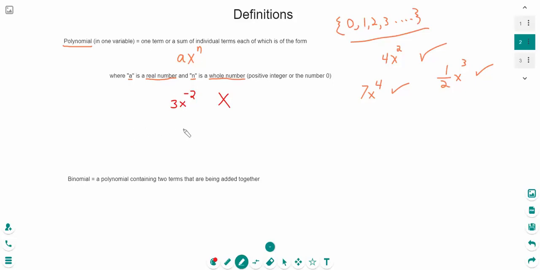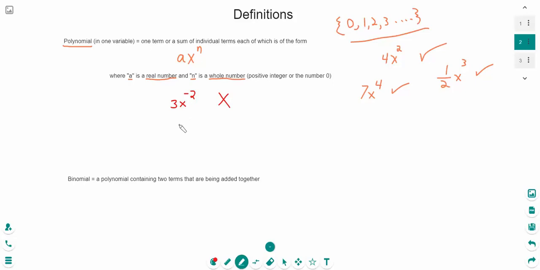Well, hopefully you figured it out. The reason this is not a polynomial is because we have a negative exponent. And the exponent, which is the n, has to be a whole number. And a negative 2 is not a whole number. It's outside of the whole number set. The whole number set includes just positive integers and the number 0, not negative numbers. So this would not be a polynomial. All right? Let's try another one.